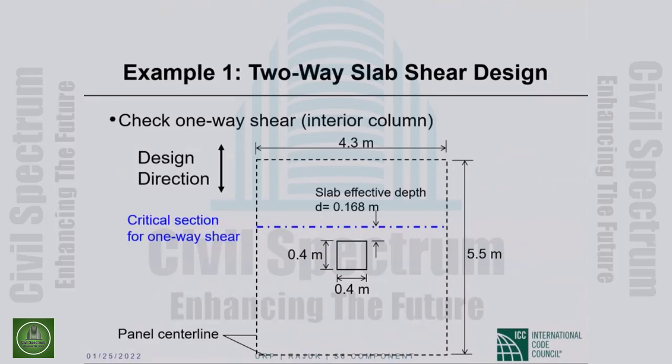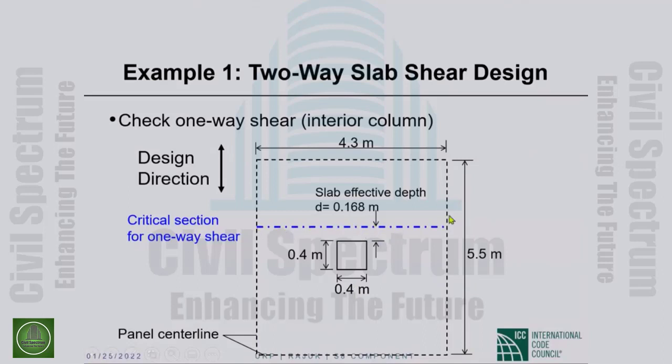Now, first thing we will do is check for one-way shear. So 5.5 meter by 4.3 meters is our panel size. This is the column in the center.